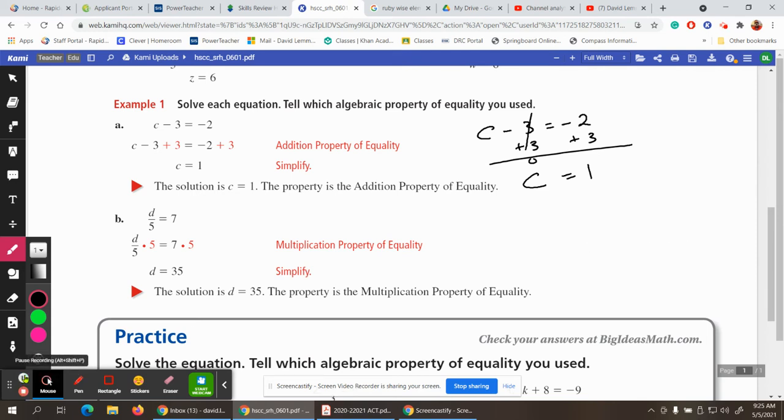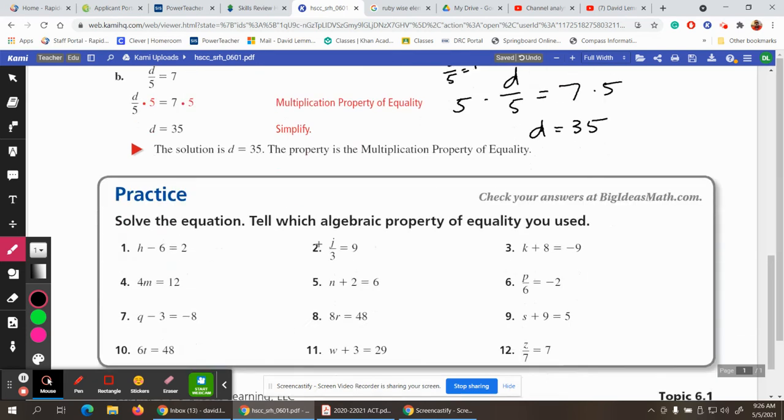All right, so here we have d divided by 5 equals 7. And again, you would multiply by 5 on both sides. That cancels. It doesn't really cancel, it's 5 over 5, which is 1. So this ends up being 1d, so it's just d equals 7 times 5, which is 35.